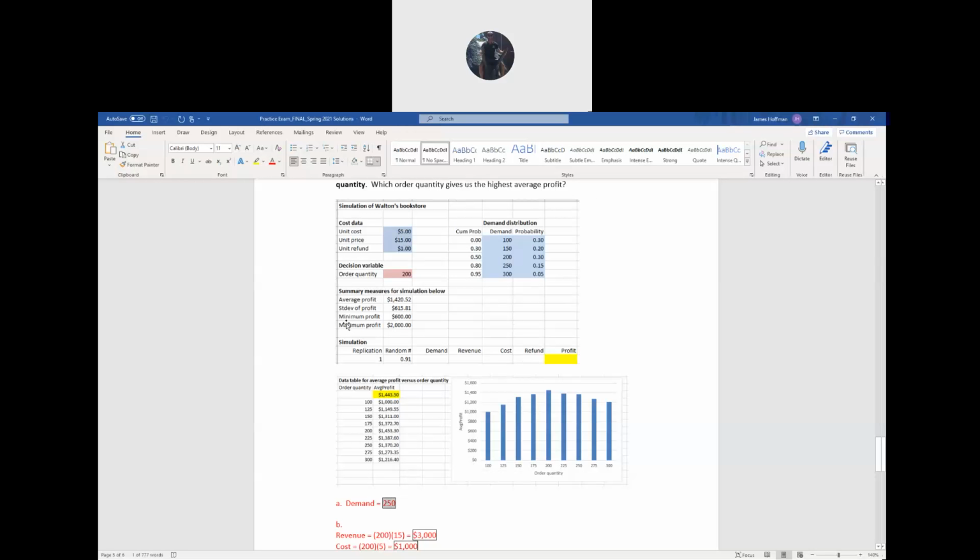So for part A, all you have to know how to do is take the random number that's in the screen cap and go to the lookup table and tell me what the demand is based on that random number. So with a random number of 0.91, your demand is 250.